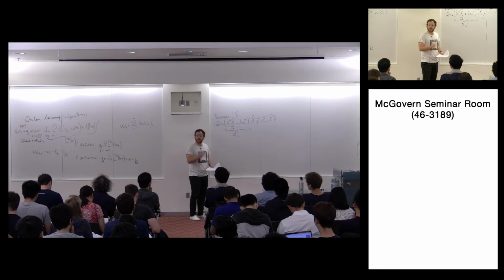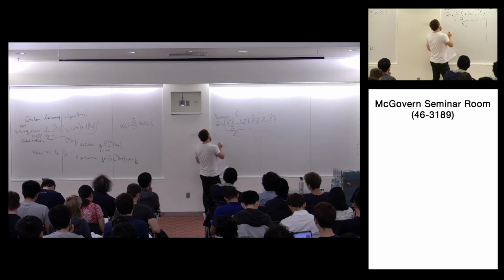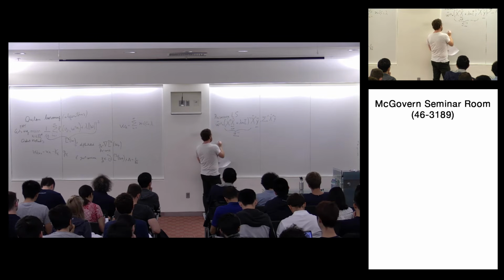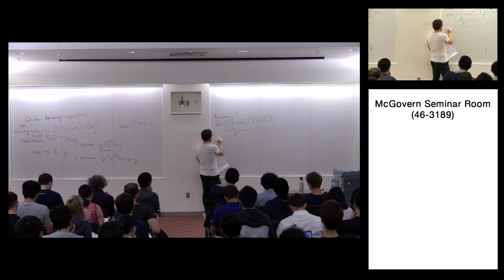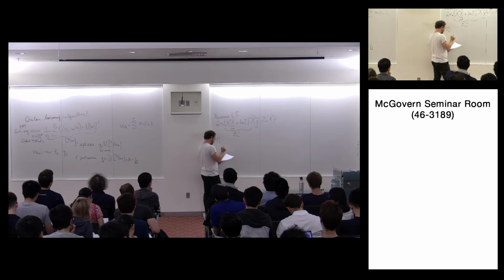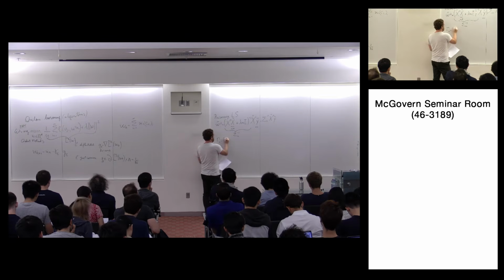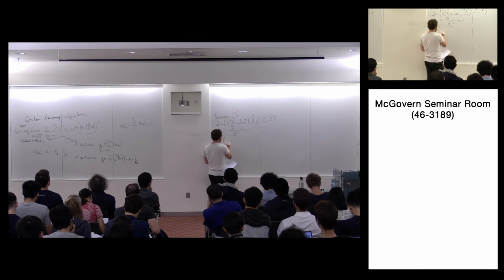So here is the iteration that gives rise to the recursive least squares algorithm. It is going to be the following.